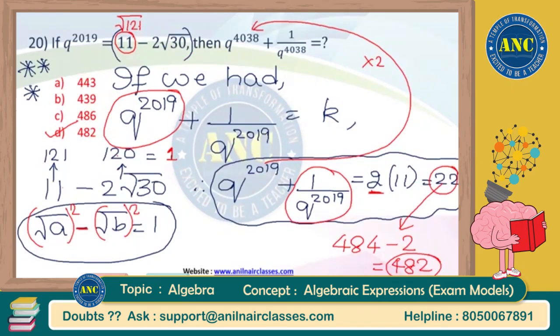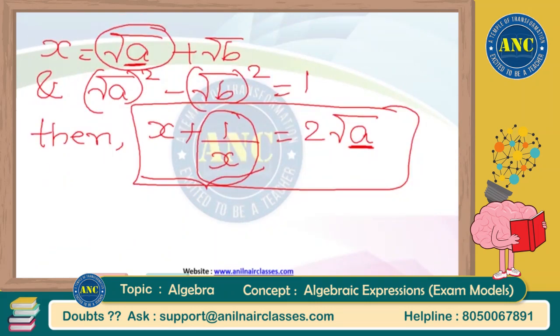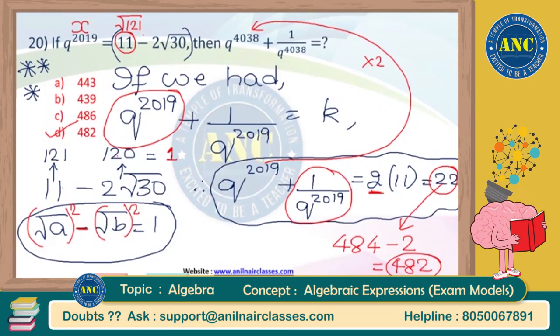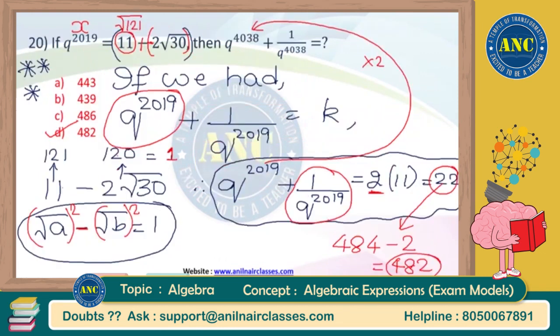So I am taking this q power 2019 as x equal to root a plus root b, where root a is root 121, and I take the other term with a negative sign, minus 2 root 30. Using this notation, I get 2 into root a, so it is 2 into root 121, and 2 into 11 is 22. So 22 is q power 2019 plus 1 by q power 2019. But they want power 4038, so k square minus 2.